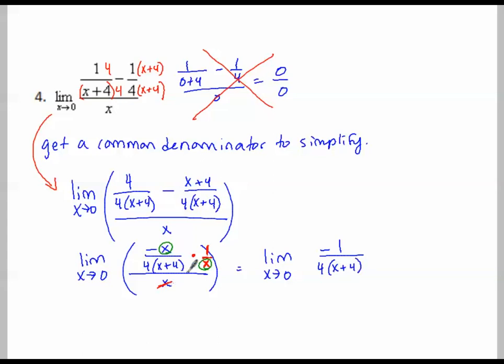Now, we got rid of that bad guy right there. We canceled him out. He factored out. So we don't have to worry about using direct substitution now. I don't have to write limit because I'm plugging in the 0. Negative 1 over 4 times 4 is 16. Yay!